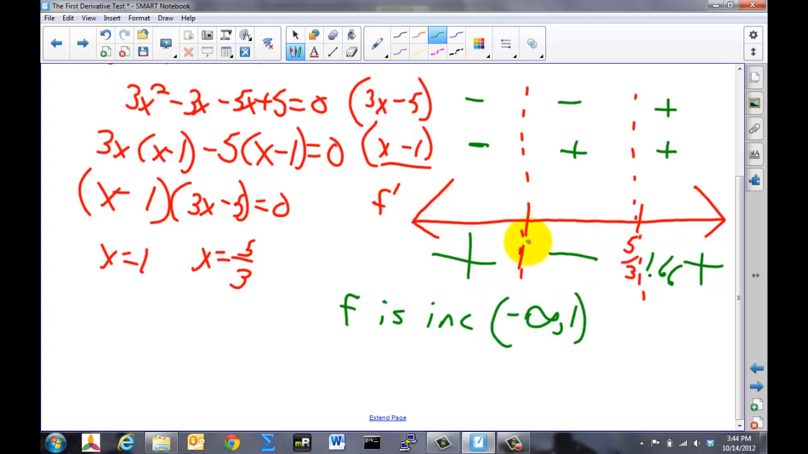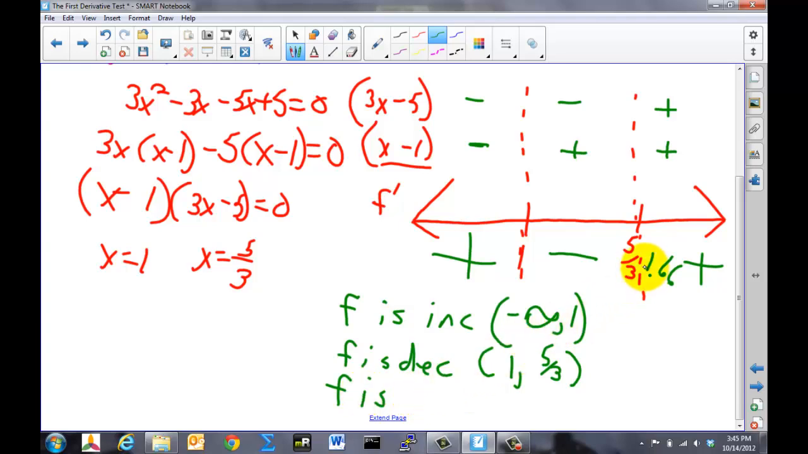Now how do we know it's 1? Remember, 1 is a critical point. What else can we say? We can say for these numbers in here, the function is decreasing, so f is decreasing from the number 1 to the number 5/3. Now notice I'm using parentheses here because these are open intervals. The function is not increasing at 1 and it's not increasing at 5/3. How do we know that? Because the derivative is 0 at those points, and when the derivative is 0, we've already determined it's a maximum or a minimum. We're not sure which yet, but we know it's one of those.